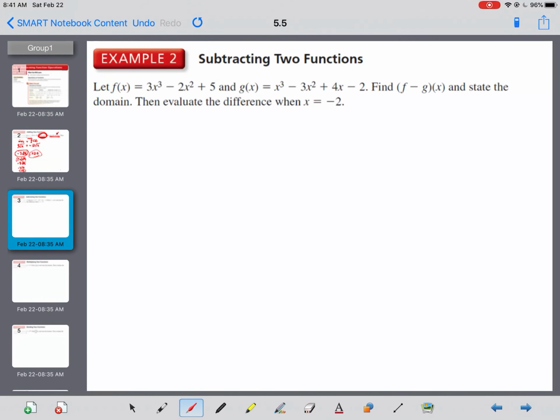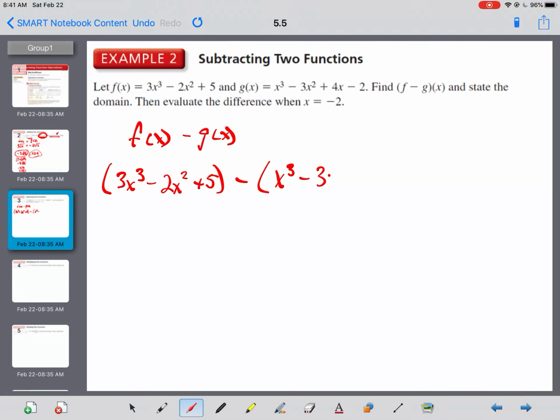Let f of x equal 3x to the third minus 2x squared plus 5, and g of x equal x to the third minus 3x squared plus 4x minus 2. Find f minus g of x and state the domain. Evaluate the difference when x equals negative 2. So we're doing f minus g. So I'm going to write f first, 3x to the third minus 2x squared plus 5. And we're going to subtract x to the third minus 3x squared plus 4x minus 2.